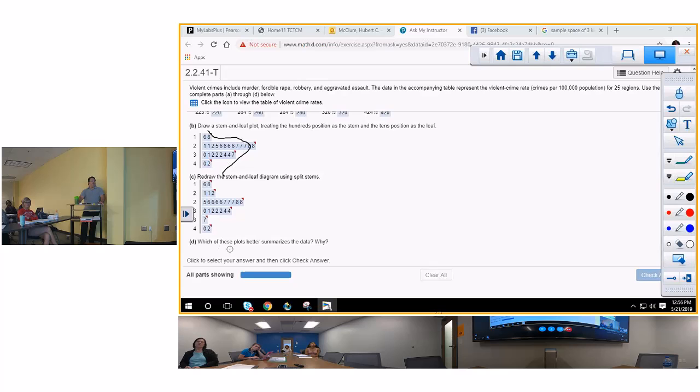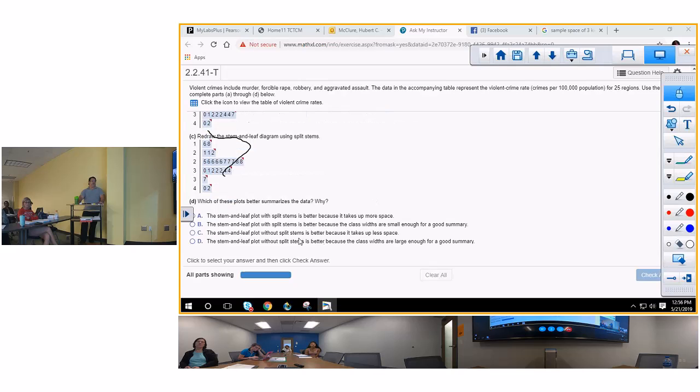Which of these plots better summarize the data? I think the first one, but I'm just a math teacher. So which one is the stem and leaf? I don't use the split. The stem and leaf without the split is better because it takes up less space. Stem and leaf is better without split, because the class widths are large enough for a good summary. I would go with D because it's more educational sounding.